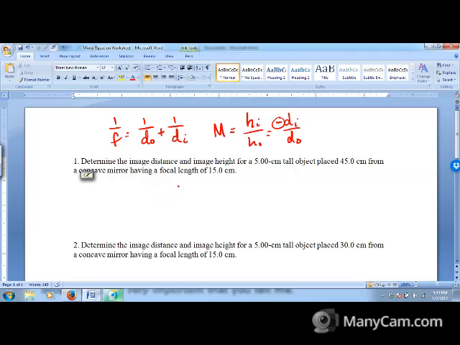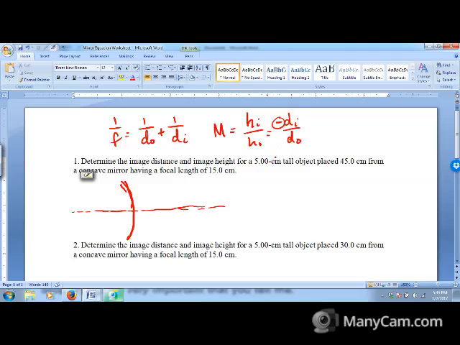Number 1, determine the image distance and image height for a 5 centimeter tall object placed 45 centimeters from a concave mirror having a focal length of 15 centimeters. Unless you're a genius, you're not going to be able to calculate it in your head. You're going to have to draw a picture, something that you're going to do a lot in physics. So we're going to draw a concave mirror, their principal axis, and I know, it's just beautiful.